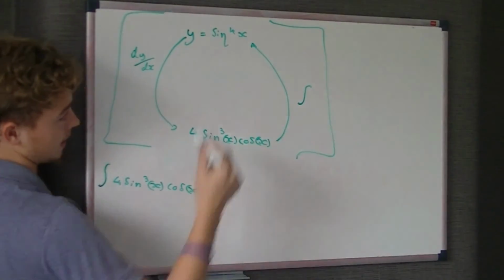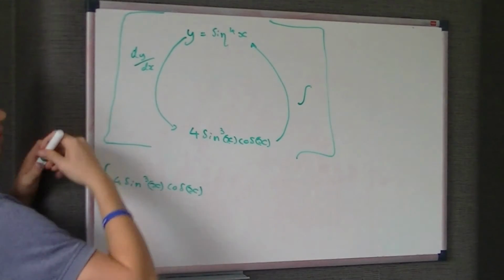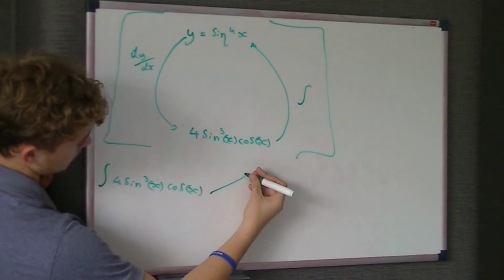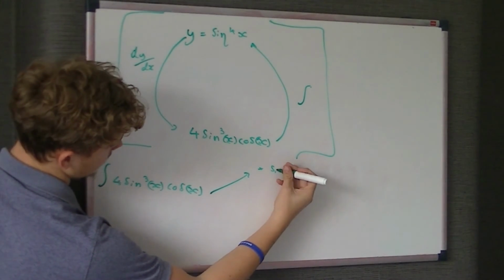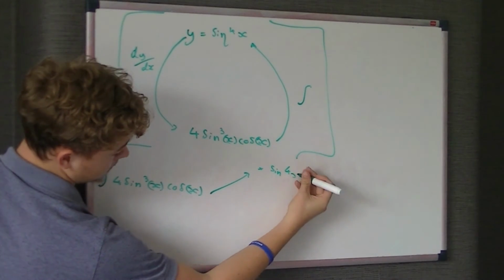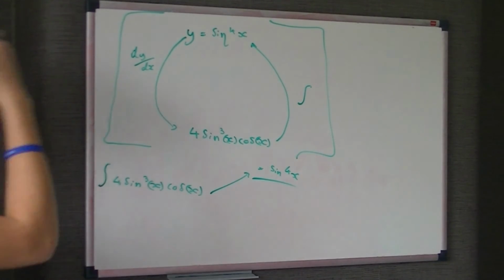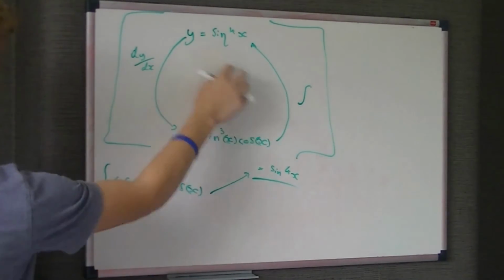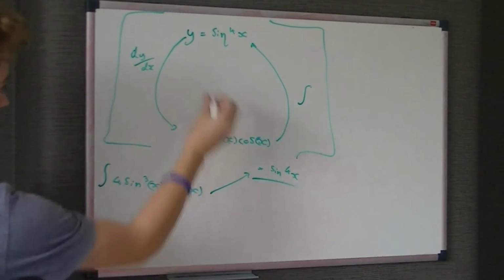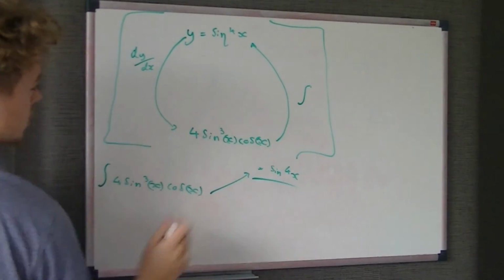So if we integrate that, then it must equal this according to this diagram, which obviously is true. That means that integral equals sine to the 4x, and that's as simple as that. This can be changed to any scenario. This will be the y value, and this will be the differentiated value.